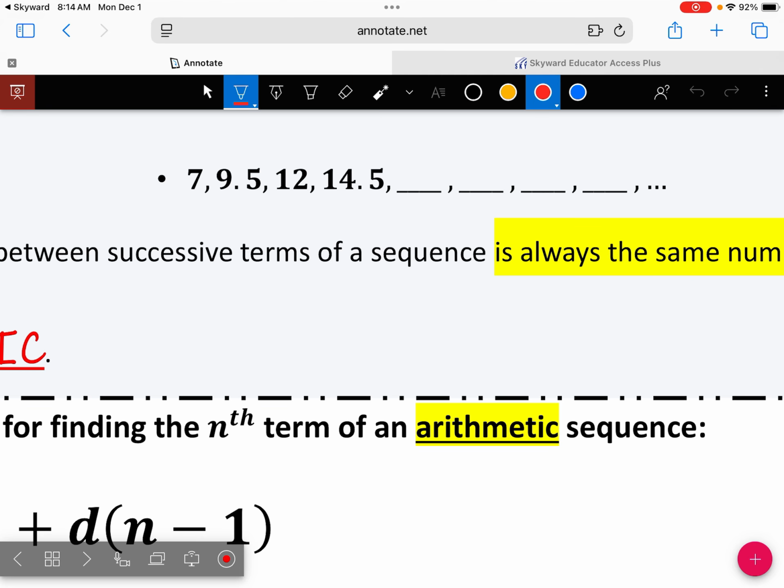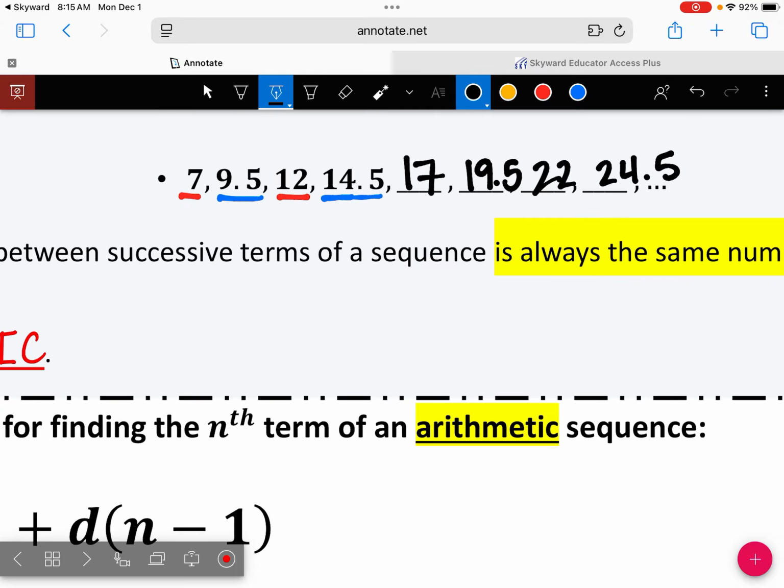So we start with 7, and then it goes to 9.5, 12, 14.5. So what number am I adding over and over again? 2.5. So what would be my next 4 numbers? So what's 14.5 plus 2.5? 17. 17 plus 2.5. 19.5. 19.5 plus 2.5. 22. And 22 plus 2.5.